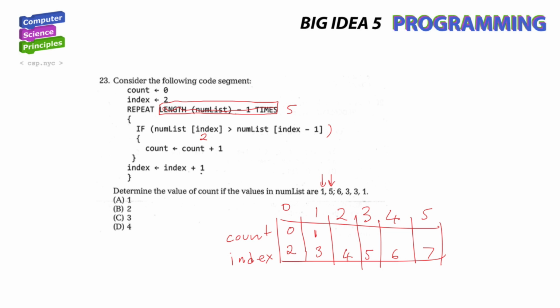So the 6 is greater than the 5. So therefore we add 1 to the count. The 3 is not greater than the 6, so we do not add 1. The 3 is not greater than the 3, so we do not add 1. The 1 is not greater than the 5, so we do not add 1. So it says determine the value of count if the values in nonelist are these. So the value of count would be 2 by the end of this whole thing. So 2 would be the answer for 23.